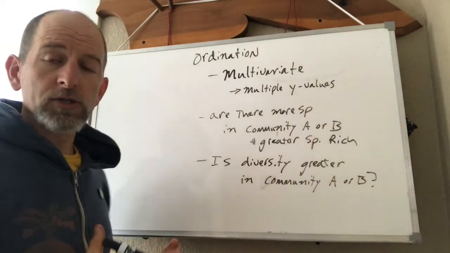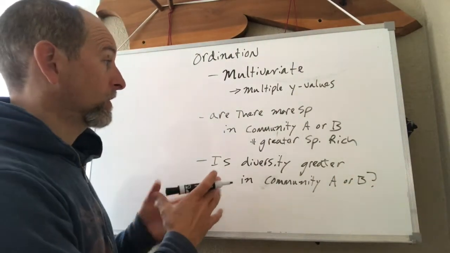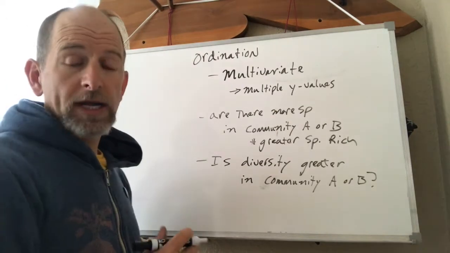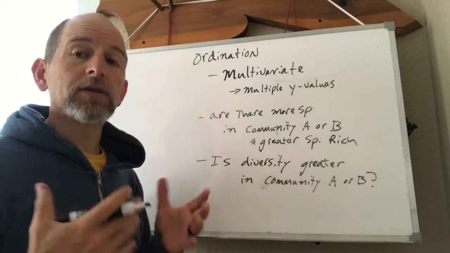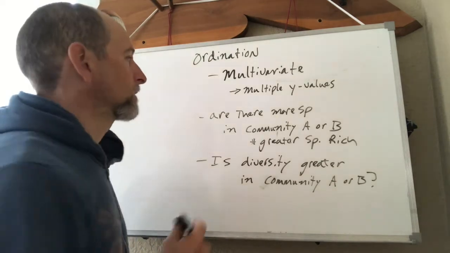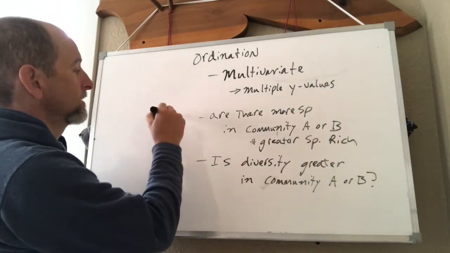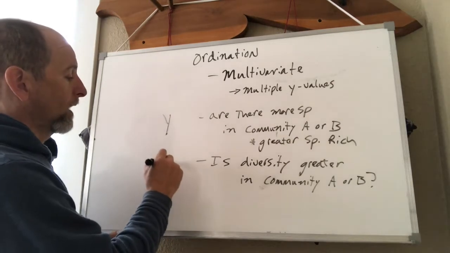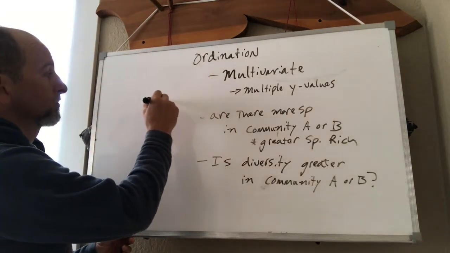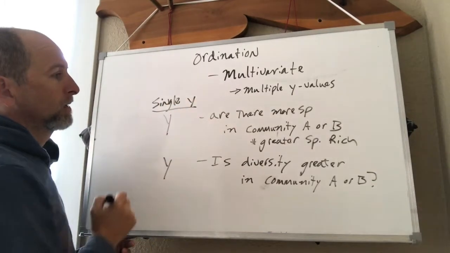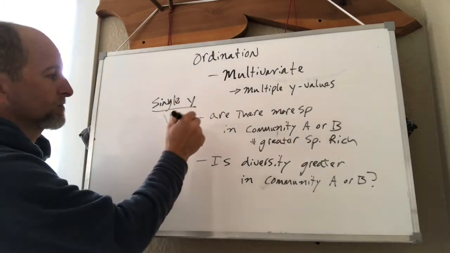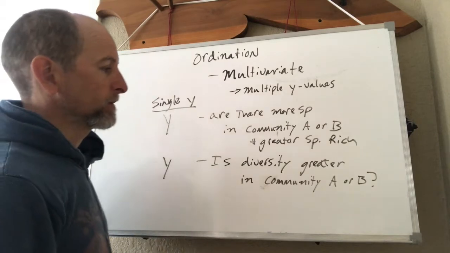Both of these approaches, both of these variables are really important to ask questions about. They tell you a lot about your community, but they don't tell you everything. They don't tell you the community fingerprint of that community. And in both cases, these would both be a single y variable. So in this case, this might be richness. In this case, this might be diversity.